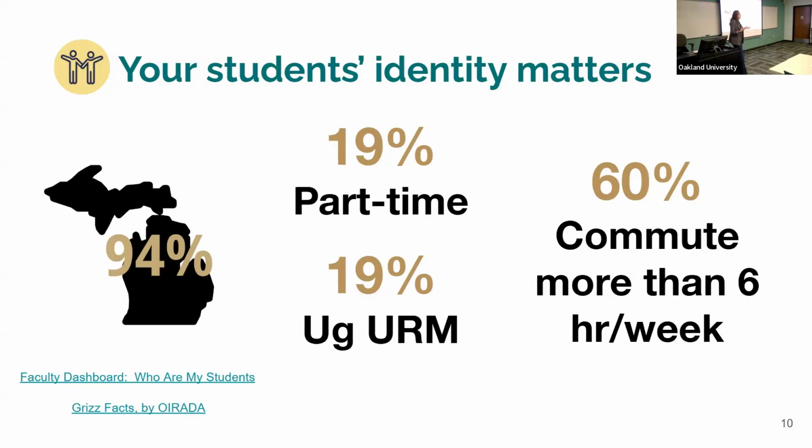So for example, we know about 19% of our undergrads are here part-time. We know that 60% of our students are commuting more than 6 hours a week, and if we look at some of those part-time students, we're going to find it's even more than that. We also know that about 19% of our undergraduates identify within an underrepresented minority identity. And about 94% of our undergraduate students graduate and stay in Michigan. In fact, 92% of our undergraduate population has their home in Michigan.